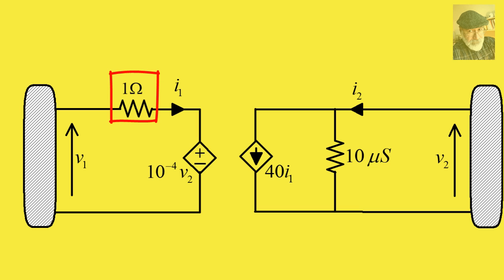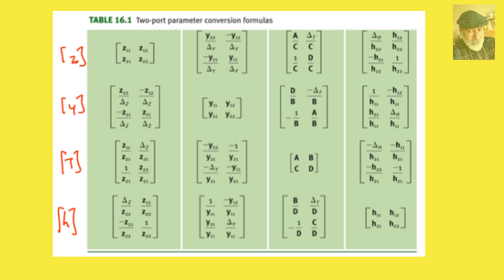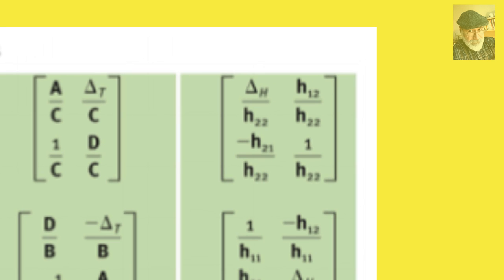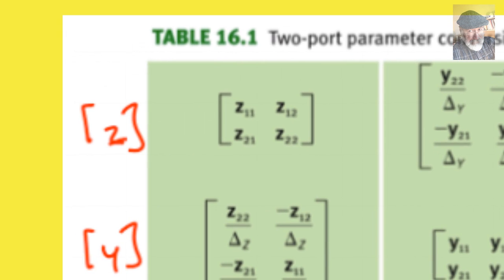H11 is 1 ohm. H12 is 10 to the minus 4 volts per volt. H21 is 40 amps per amp, and H22 is 10 microsiemens. And what we need to do is to compute the Z parameters. In the formula sheet included with your exam, we see the way to transform the matrix H, the hybrid parameters matrix, into the matrix Z, the impedance parameters.